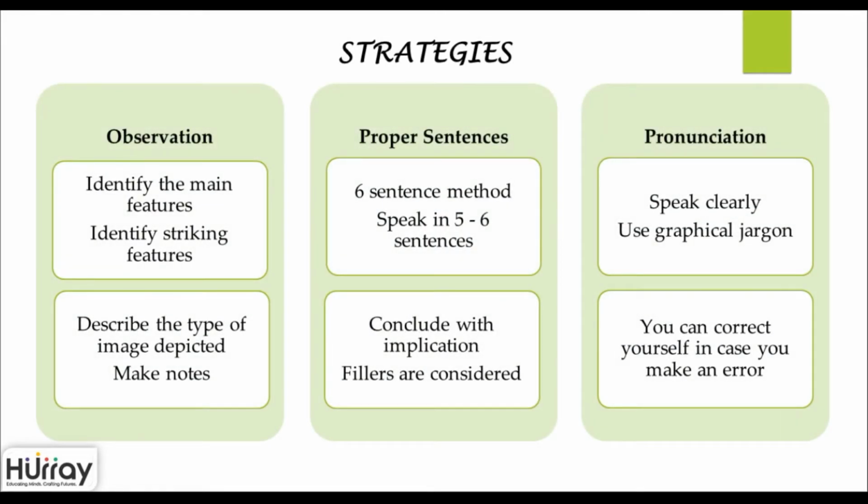Here are some of the strategies which would help you: observation, using proper sentence structure, and the right pronunciation. You need to identify the key features of what you see in the image, identify the striking features, describe the type of the image and what it depicts, make notes while you're preparing, and speak about 6 sentences. You can use the 6 sentence method which we are going to see in the following slides. You need to use at least 5 to 6 sentences.